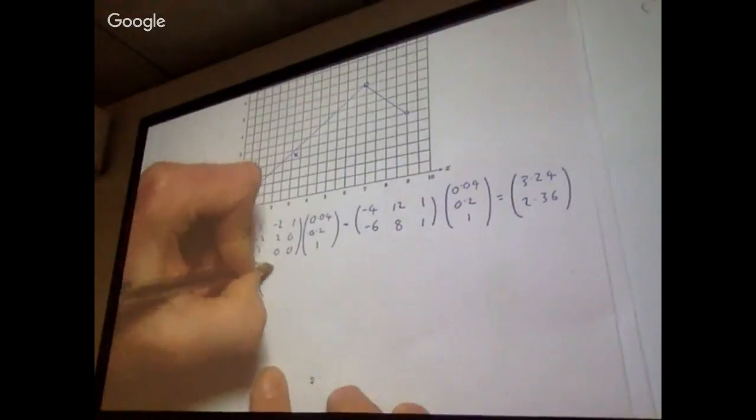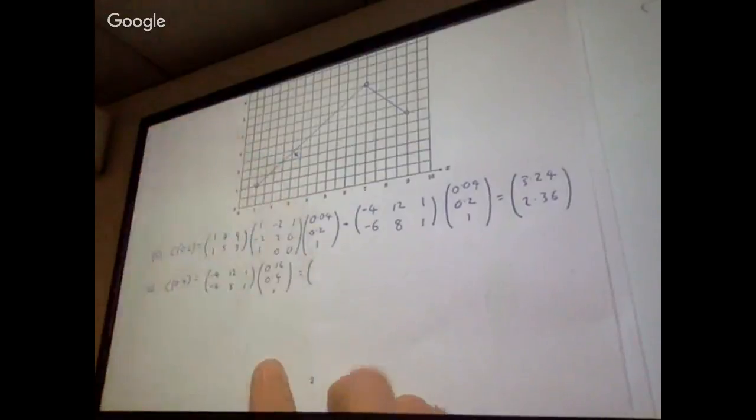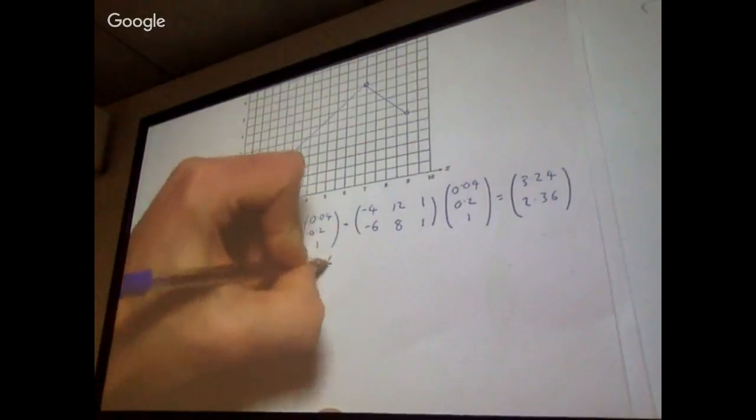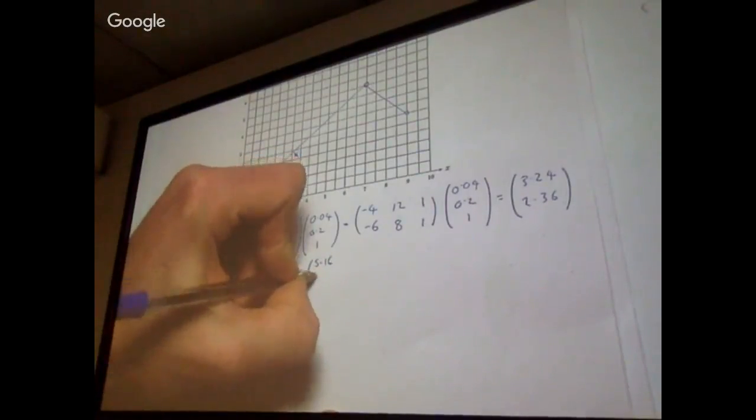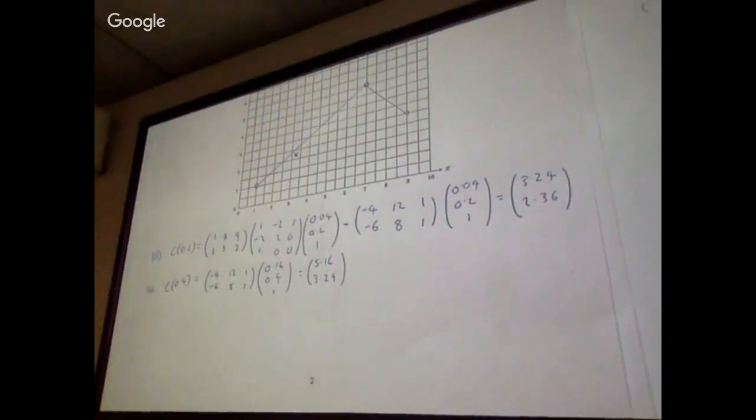0.4 squared is 0.16, 0.4 and 1. And we just have to multiply those two together, which off the top of my head I think is 5.16 and 3.24. That was off the top of my head, by the way.